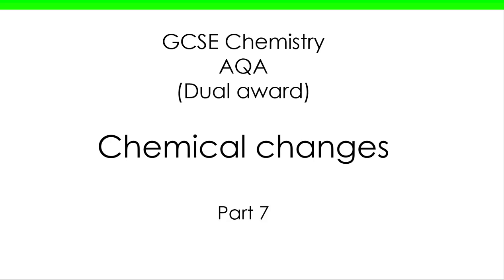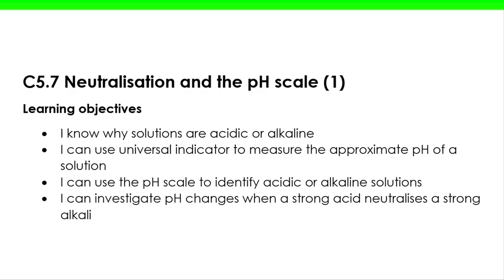This is part 7 of the chemical changes topic on AQA GCSE chemistry. It's a dual and triple award topic. I'm going to recommend you pause and have a go at the activities as you go through. In this one, we are going to take a look at neutralisation, and we're going to review the pH scale and pH curves.